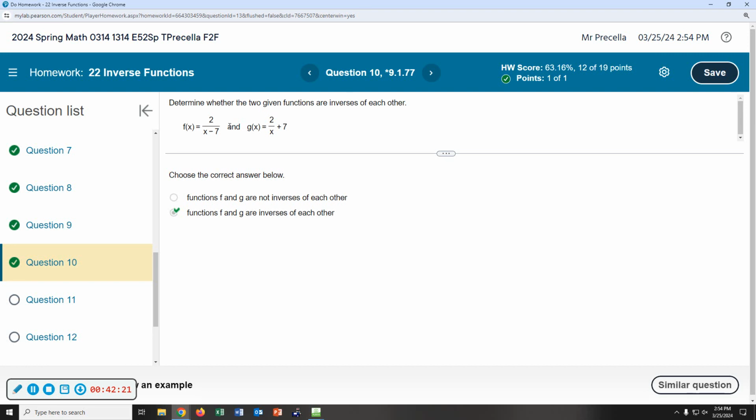Suppose instead of a plus 7, this thing had been a plus 8. We would have had that minus 7 plus 8. We would have been stuck with a positive 1. We would have had something other than just an x, in which case they're not inverses. In order to be inverses, f of g and g of f have to cancel out everything except for x.